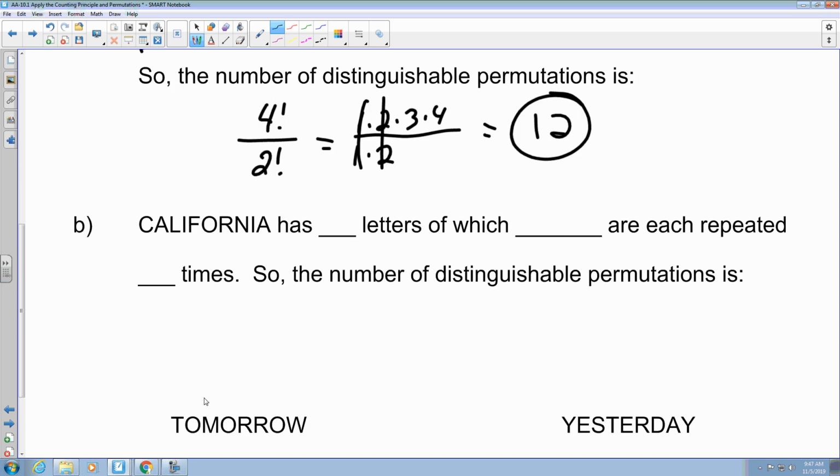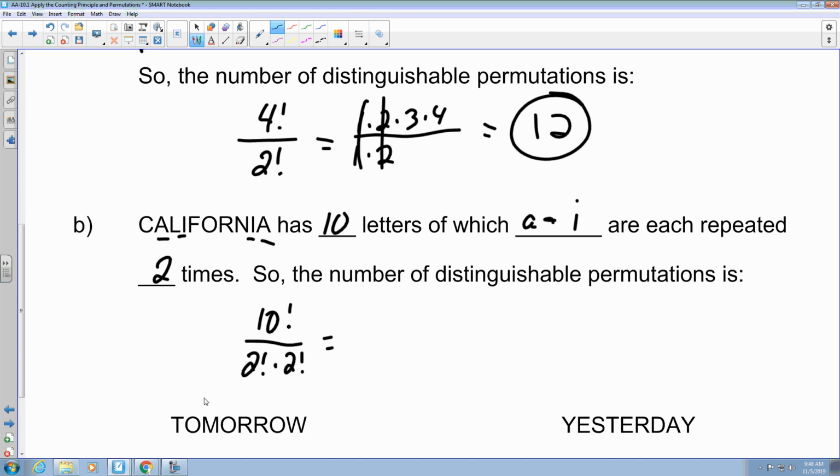For B, I got California. California has 1, 2, 3, 4, 5, 6, 7, 8, 9, 10 letters, but A is repeated here and here, and I is repeated here and here. They're both repeated twice. So in this case, I'm going to have 10 factorial on the top, divided by 2 factorial for the A's, times another 2 factorial for the I's.